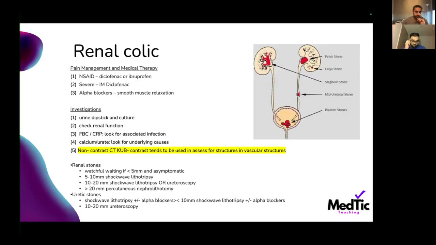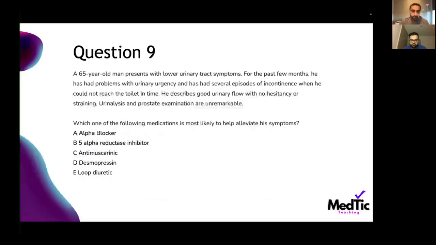In terms of treatment, it depends on where it's localized. This is just a matter of memorizing it at the end of the day. So if it's in the kidneys, if it's less than 5 millimeters, asymptomatic, you don't do much. 5 to 10 millimeters, you do shockwave lithotripsy, and then 10 to 20, you're either thinking that or doing a ureteroscopy. Yeah, so we'll move on to the next question.